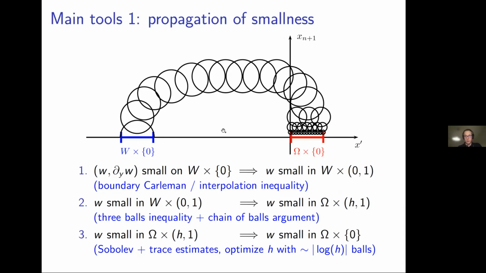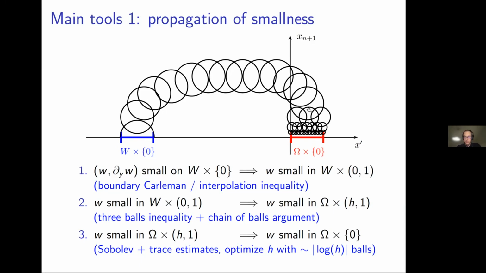So you somehow go little by little. From the smallness of the Cauchy data here, you show that the solution w has to be small in this half ball. For this, you use some boundary Carleman estimates. And once you get smallness in this half ball, you can do a chain of balls argument using these three balls inequalities to propagate the smallness from here all the way to some point here.